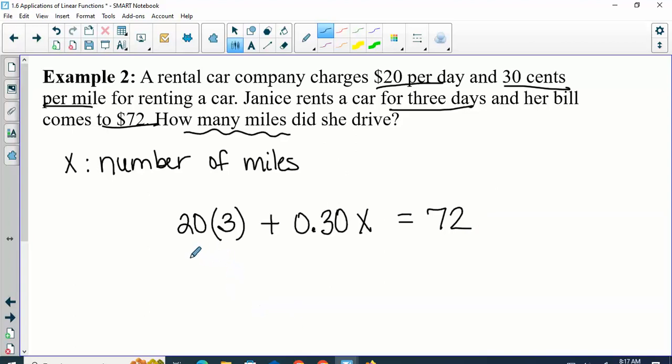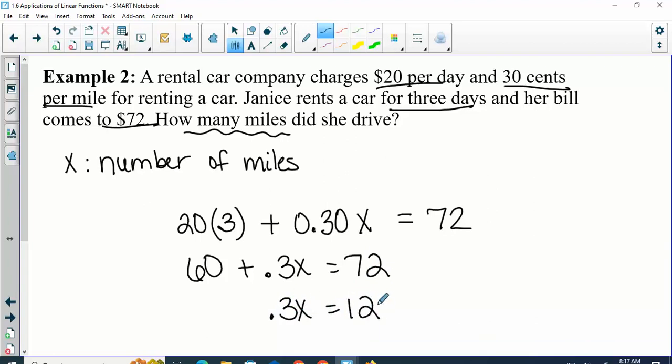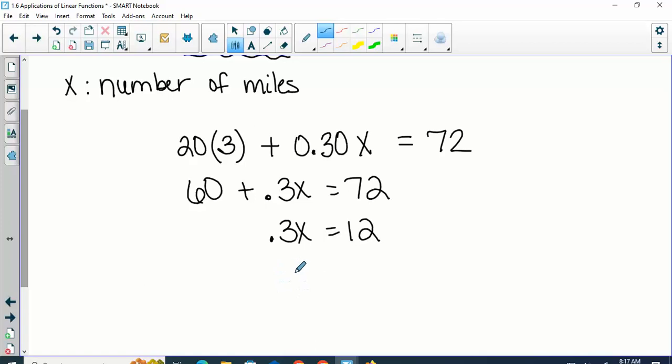Alright, so if we solve this, subtract over the 60, divide by 0.3, and we get 40.